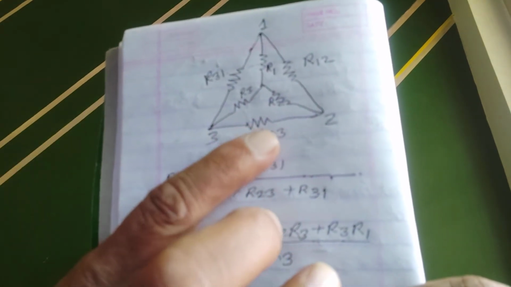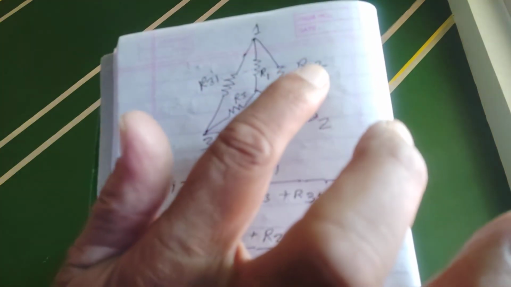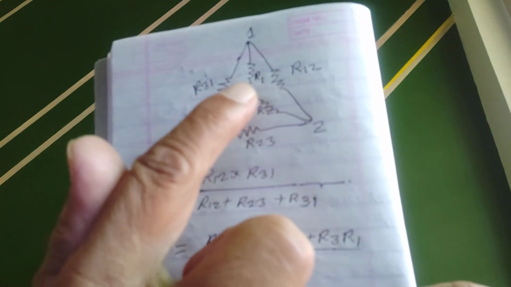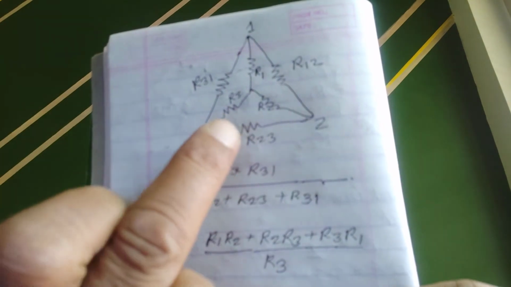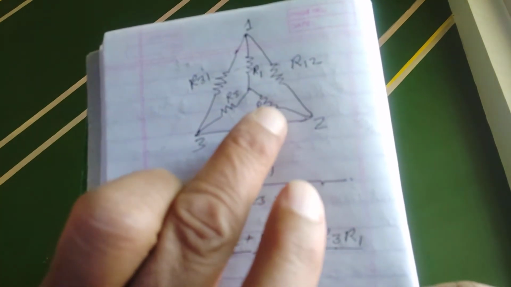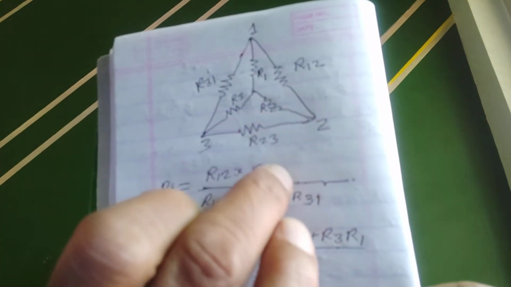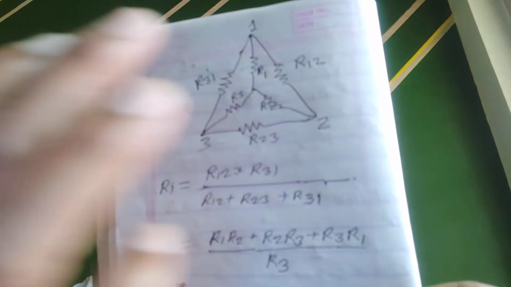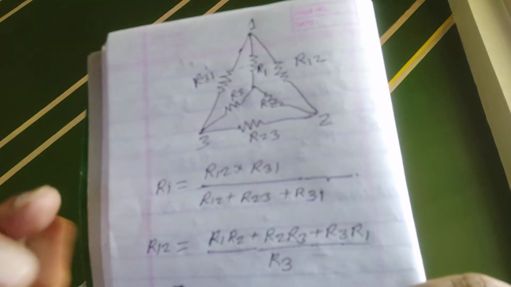Similarly, you apply for this. Similarly, you apply for this. As you find out for R1, a similar equation you can write for R2. A similar equation you can write for R3, and this will be the solution of star to delta.